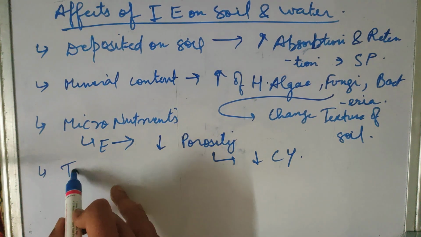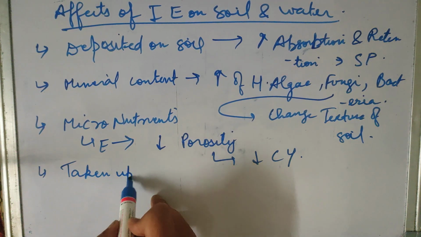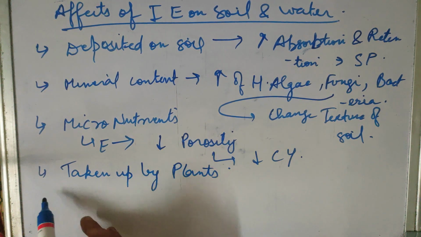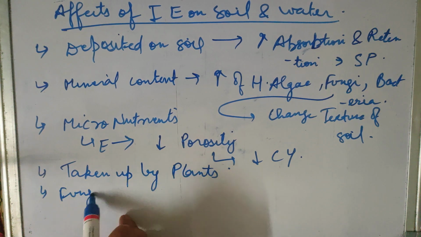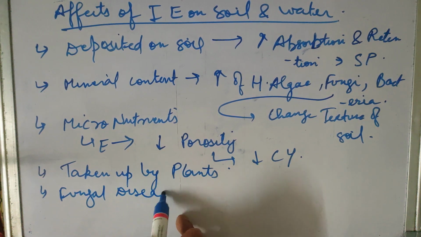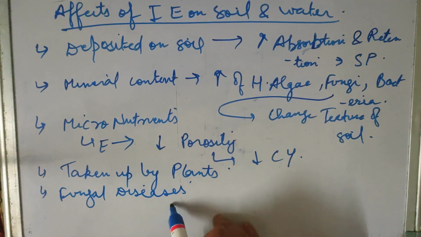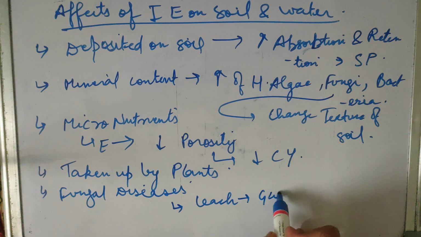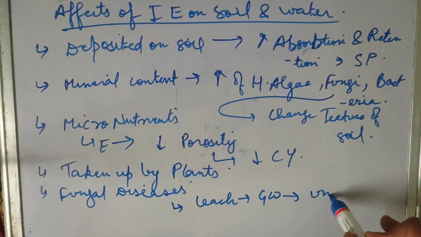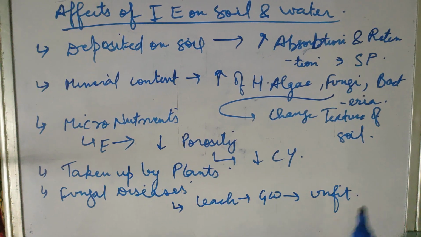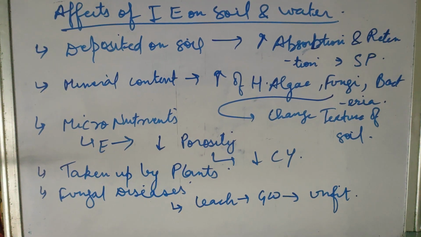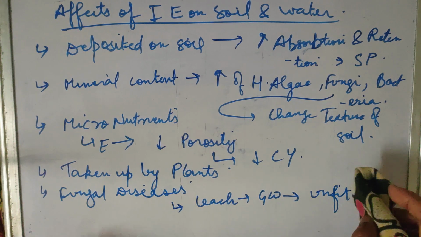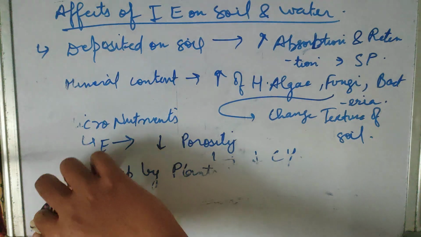Industrial effluents can be taken up by plants. They can lead to fungal diseases. They can leach to groundwater and make it unfit for drinking. So these are some of the common effects of industrial effluents on our natural resources, that is soil and water. Hope you all understand this.